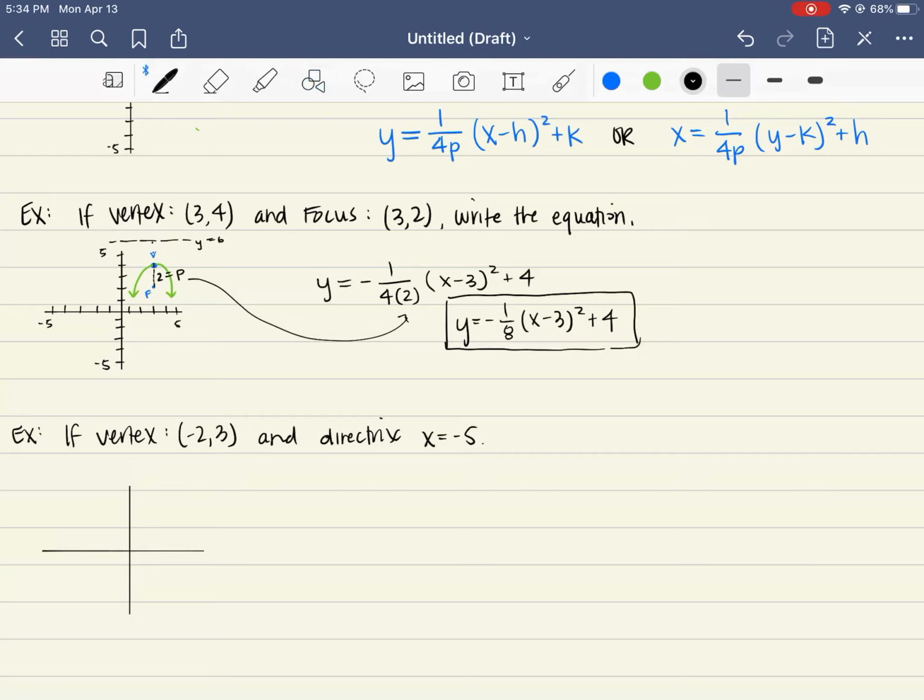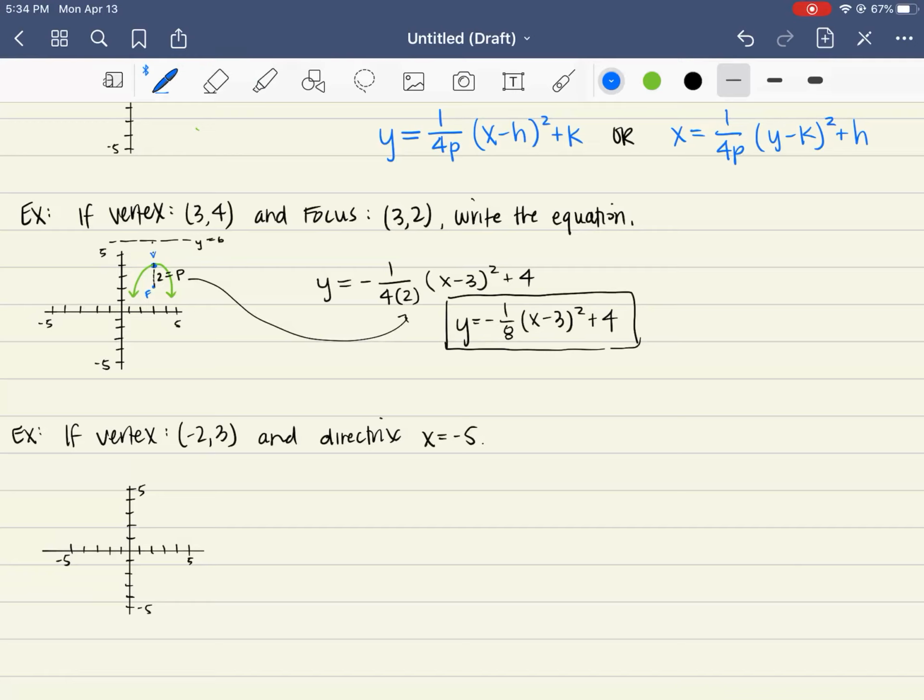So here's my graph. We draw this. 1, 2, 3, 4, 5. 1, 2, 3, 4, 5. I'm sure you're grateful for my counting. Okay, from there, I'm going to plot these things.